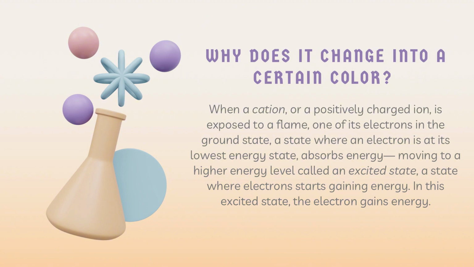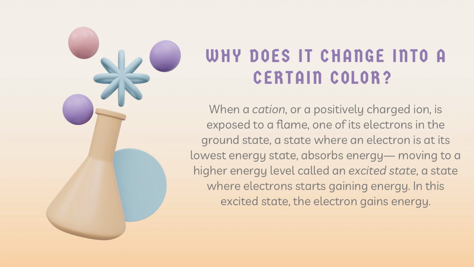Now that we've already discussed the chemical process involved in igniting a fire, let's talk about how a colored fire is ignited. Why or how does it change into a certain color? When a cation, or a positively charged ion, is exposed to flame, one of its electrons in the ground state, a state where an electron is at its lowest energy state, absorbs energy, moving to a higher energy level called an excited state, a state where electrons start gaining energy.